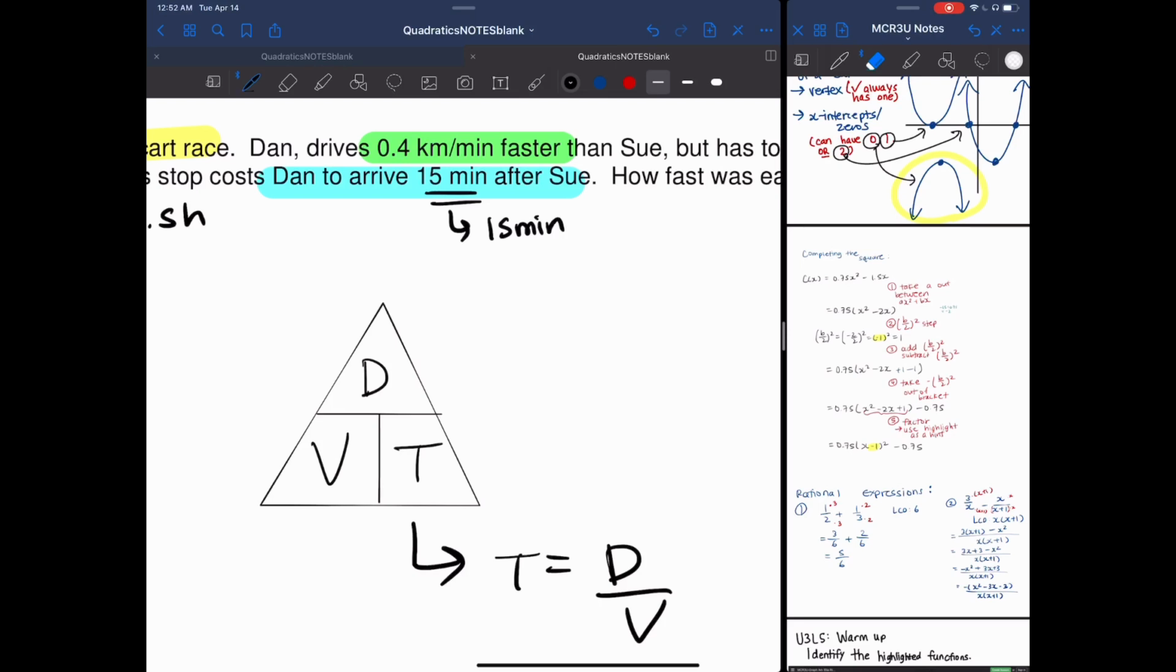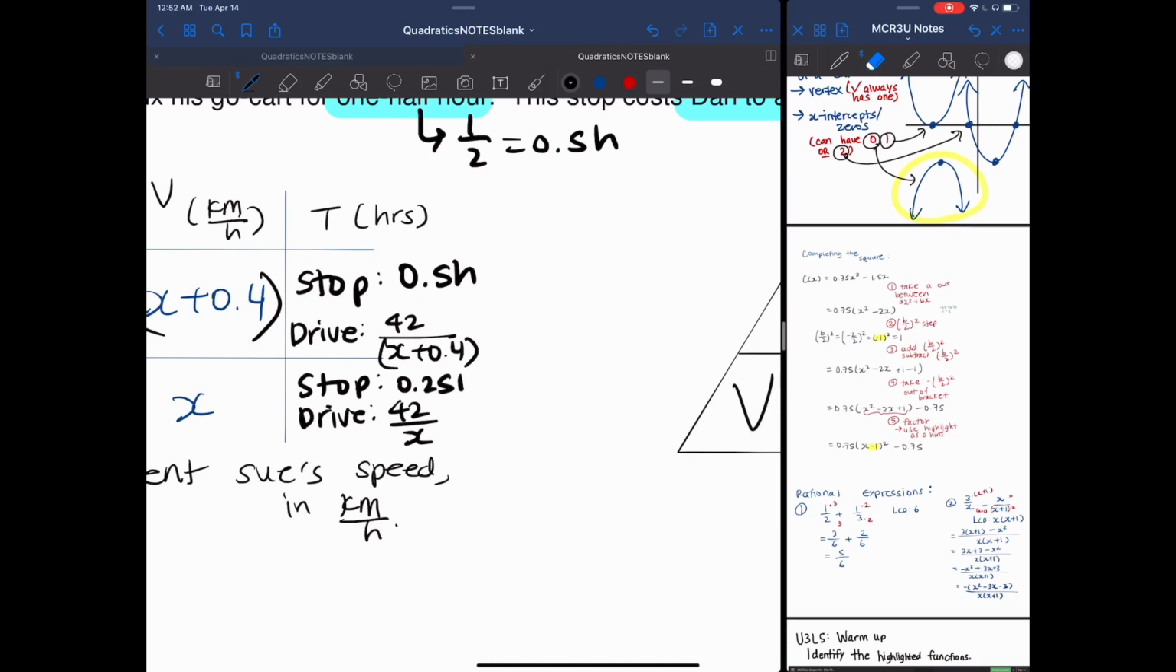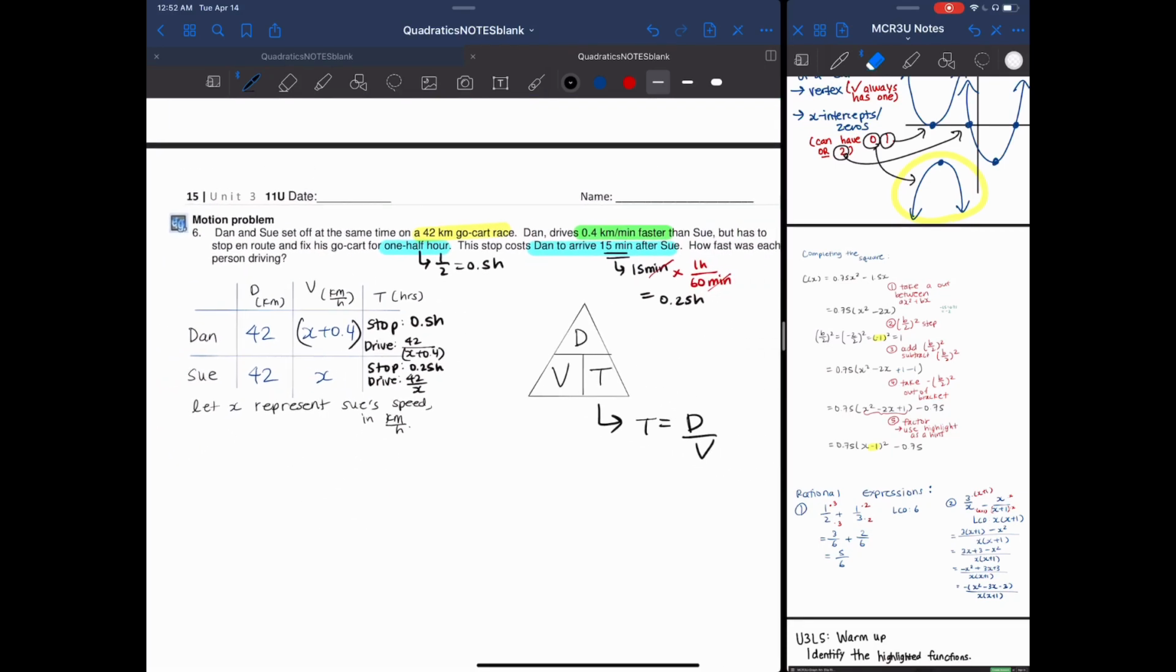The easiest way would be to think of it as, in 1 hour there are 60 minutes. In chemistry we call this the mole train. I always put the unit I want to get rid of on the bottom and the unit that I desire on the top. In this case I don't really need it in fraction form. When I do that I get 0.25. And so that means Sue waited 0.25 hours at the end.